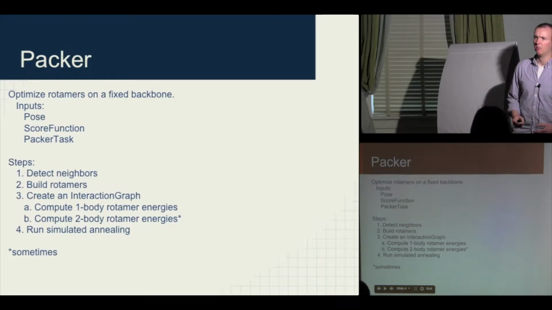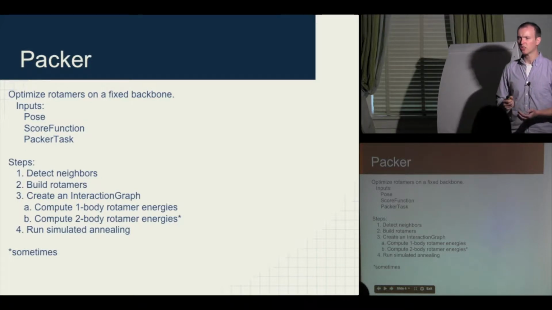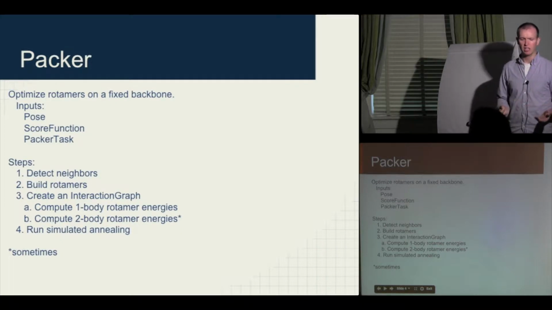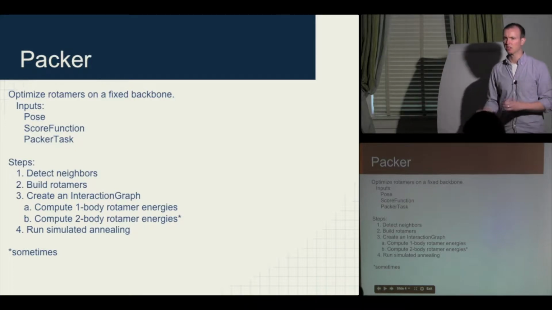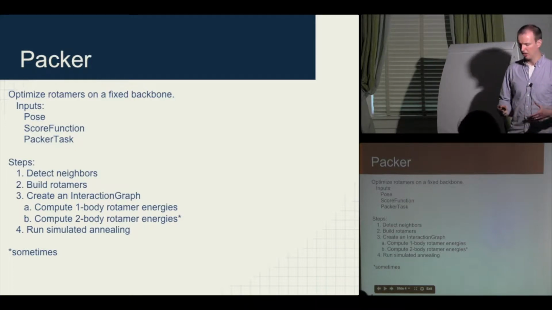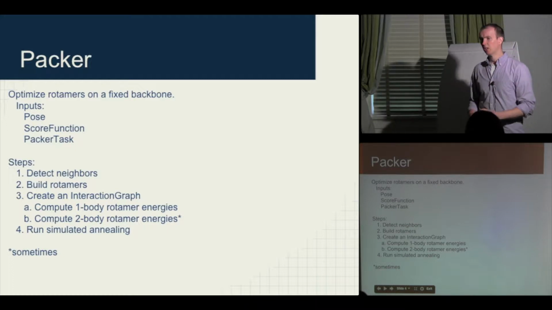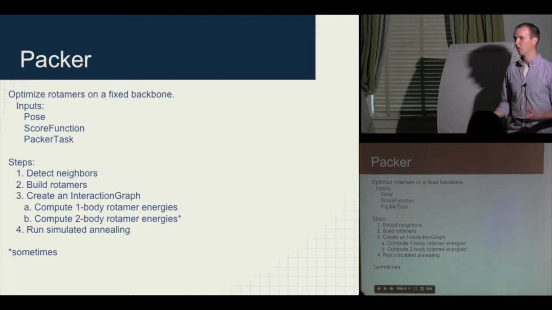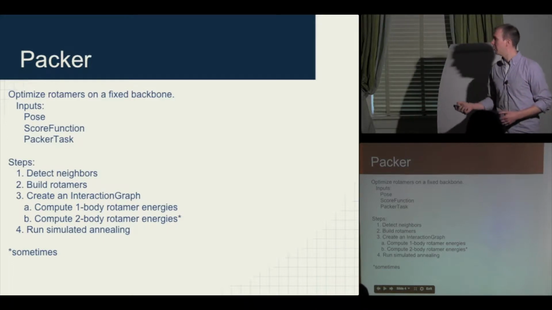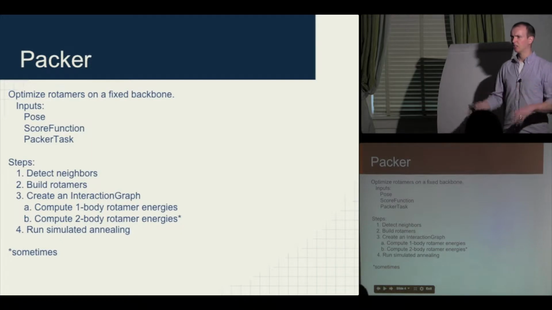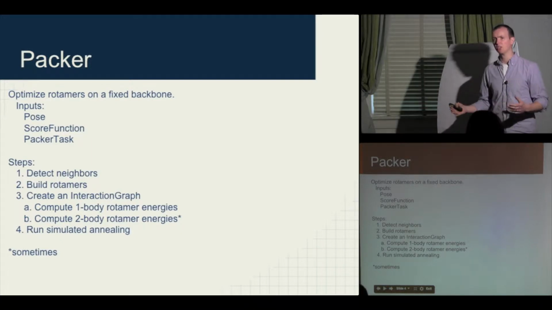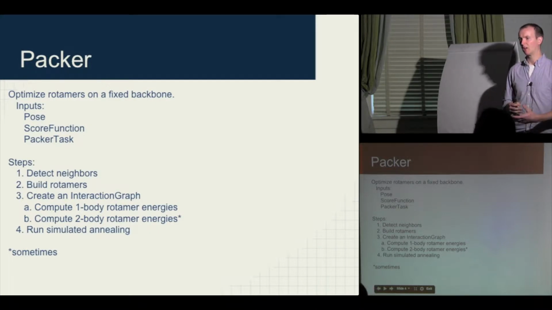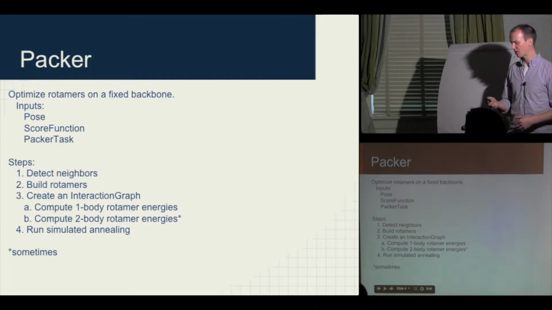First, I'm going to start talking about the packer. We've had a little bit of an introduction to this. Tim talked about it yesterday. So the packer, its purpose is to optimize rotamers on a fixed backbone. The inputs to the packer are a pose, a score function, which is going to guide the packer and figure out what it means for the rotamers to be optimal, and then a packer task, which is a class just full of options. You guys have seen a little bit about what a packer task looks like, and how to manipulate it through task operations.